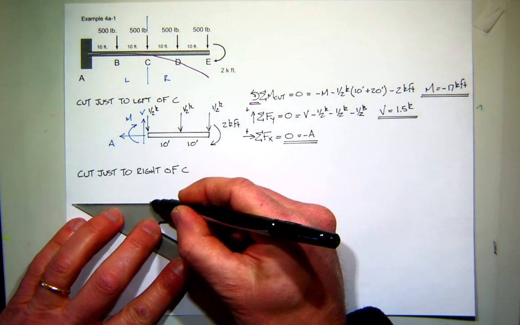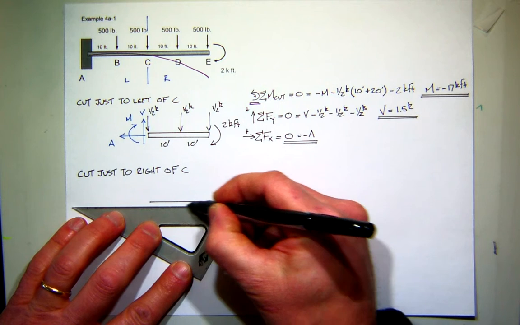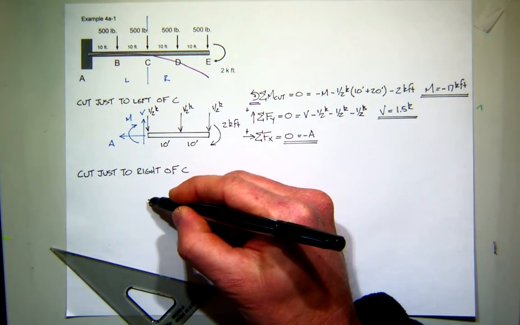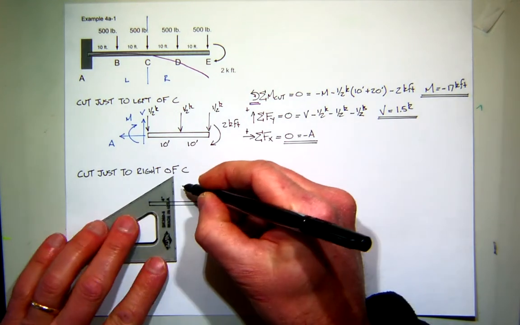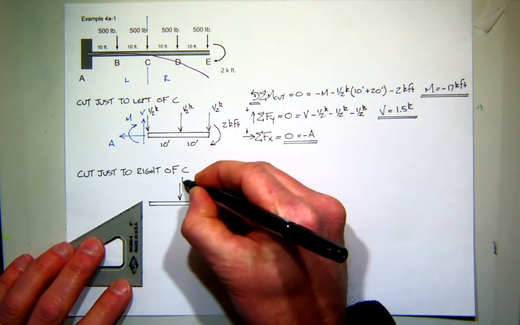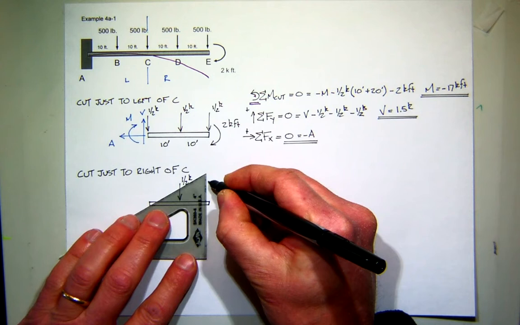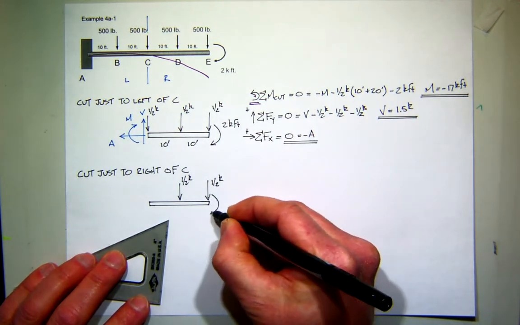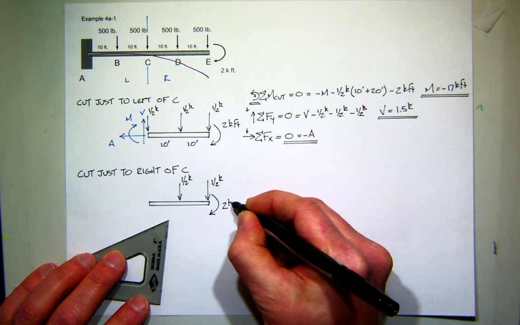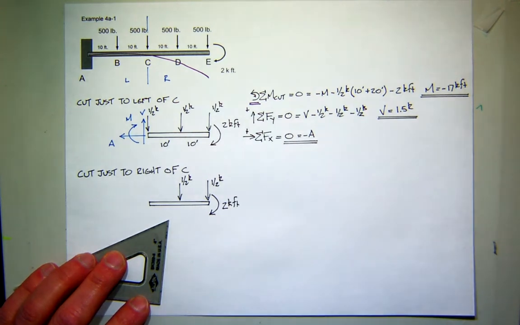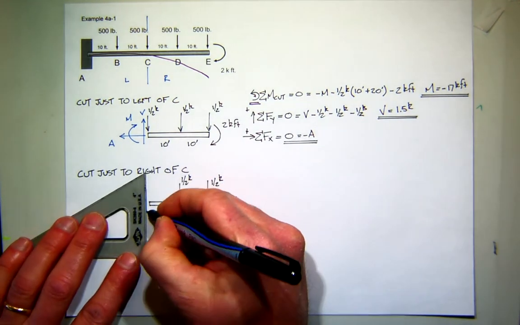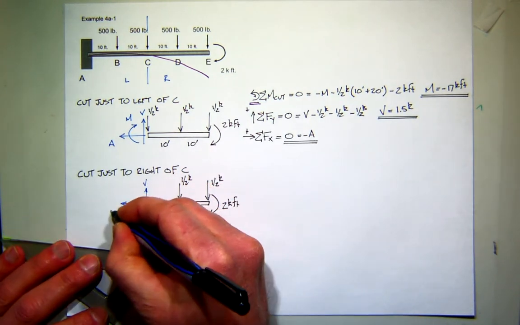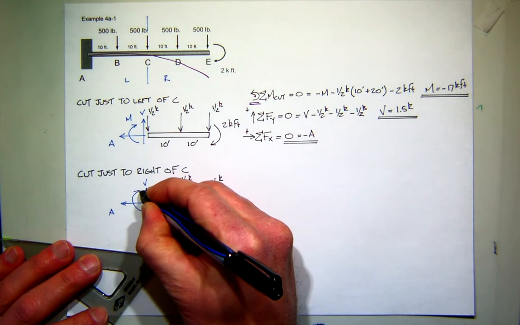Well, my free body diagram is going to look almost the same, except I don't have this force here. It's now on the other side. I still have the half kip force in the middle, and on the end, I still have my applied bending moment of 2 kip feet. And I still have the same assumption for positive shear force, positive axial force, and positive bending moment.